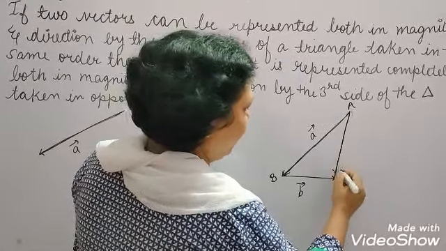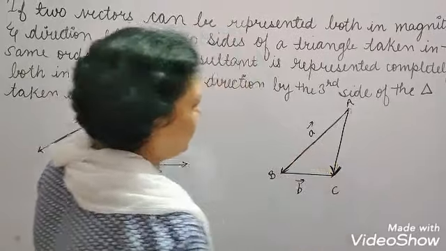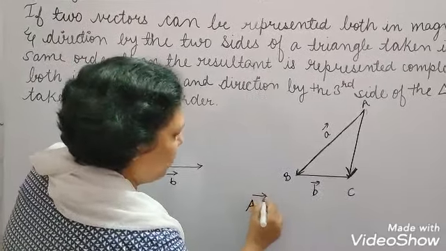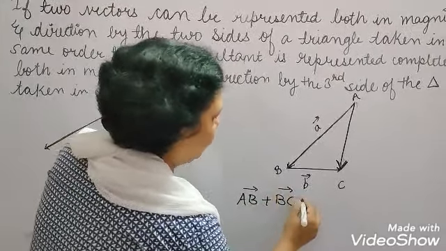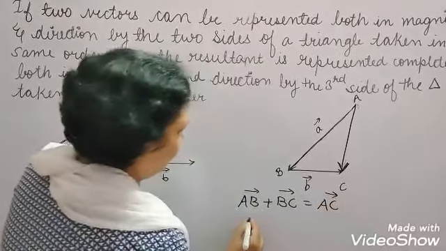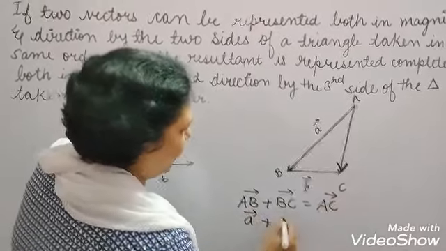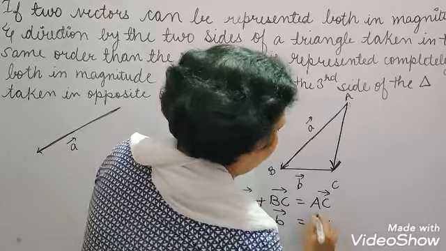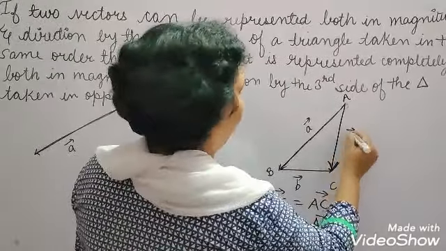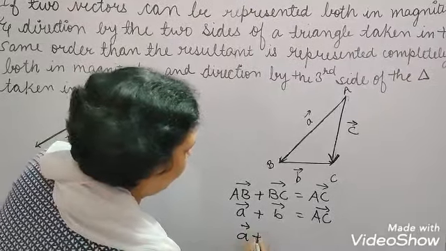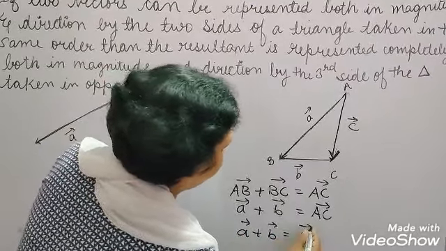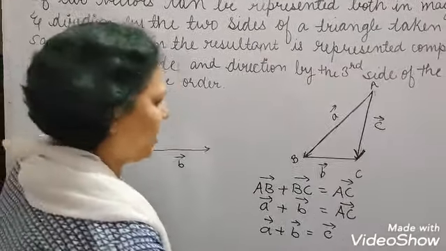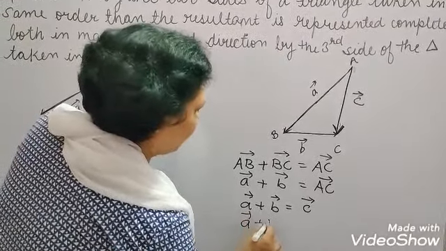That means we'll take this as AC. Opposite here, this is AC. Or what we can say simply, that AB plus BC is equal to AC. That means vector A plus vector B is equal to AC. Suppose this is C vector. So we can say here A plus B equal to C. So this way we can write A plus B.